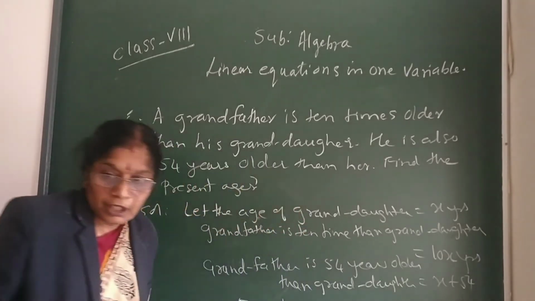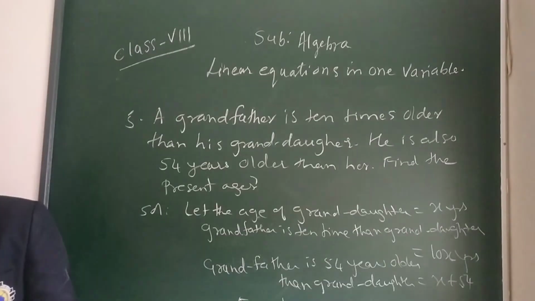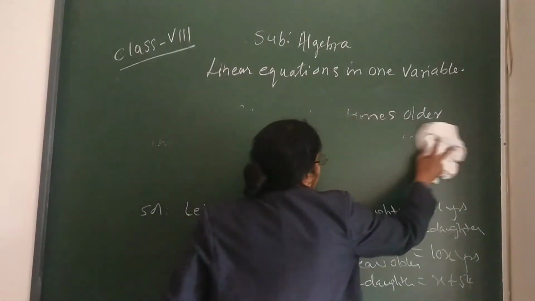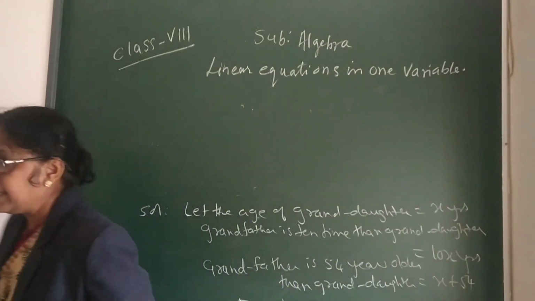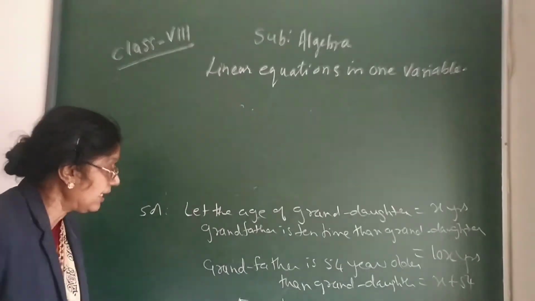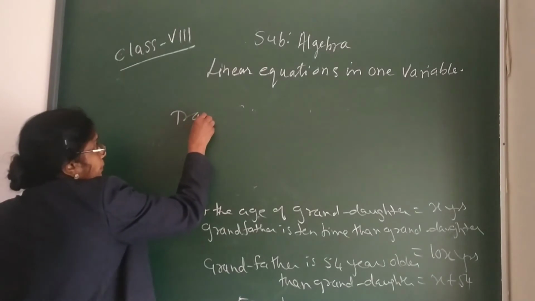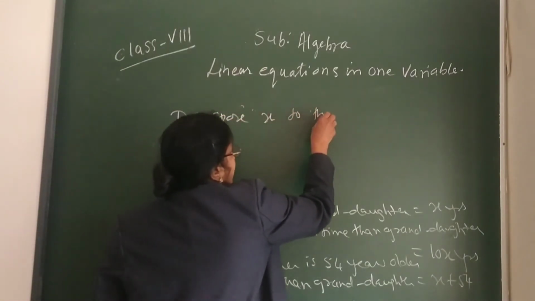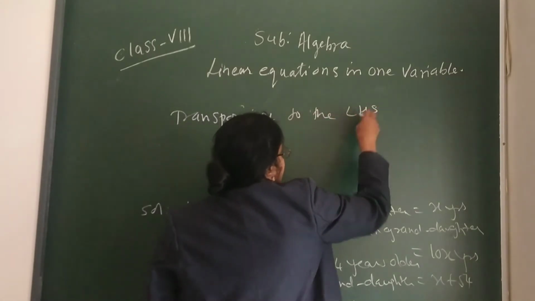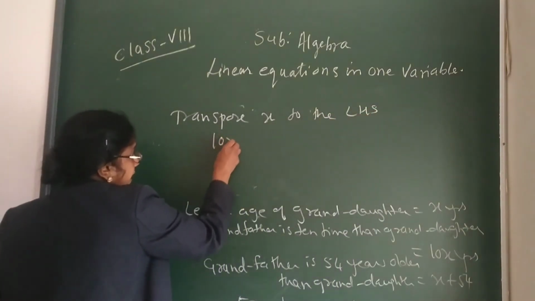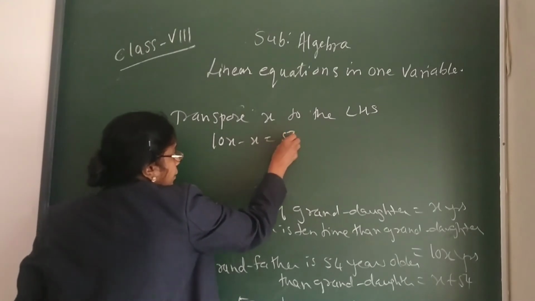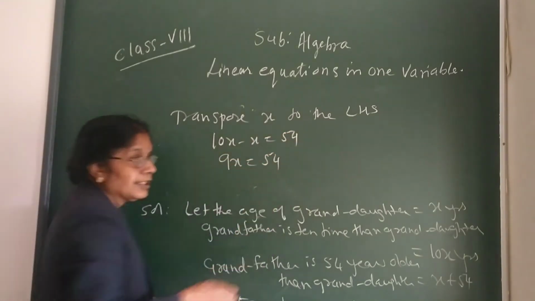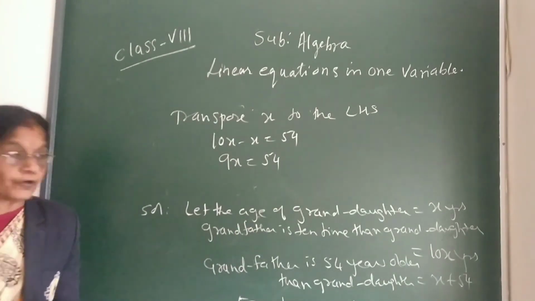See, I told you, both the sides variables are there. So you have to bring the right hand side variable to the left hand side. So what is the right hand side variable? x. So transpose x to the left hand side. So what you will get? 10x minus x is equal to 54. How much is 10x minus x? 9x. So 9x is equal to 54.